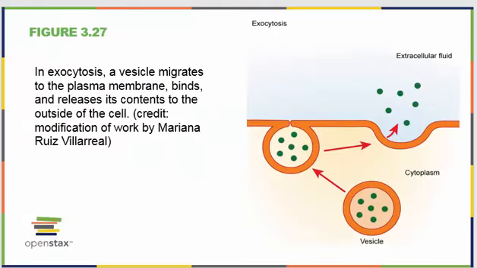It can also be specific about who it kicks out. In exocytosis, a vesicle migrates to the plasma membrane, binds with it, and releases its contents to the outside of the cell. Exocytosis can be used to remove damaging particles from the inside of the cell or to remove helpful products that have been made within the Rough ER or the Smooth ER and packaged in the Golgi.